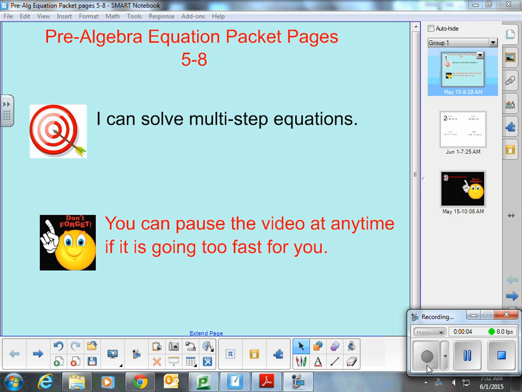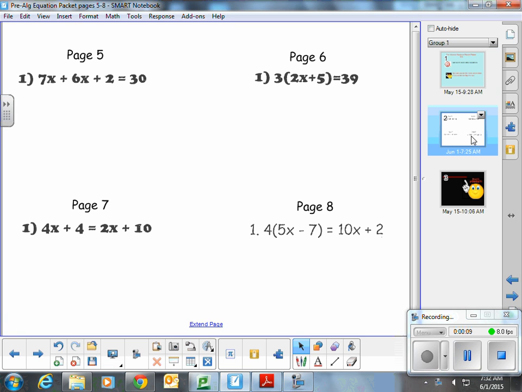On pages 5 through 8 in your equation packet, you will be solving multi-step equations. We're going to start with the first question on page 5. You'll want to draw your train tracks, and then the first thing that you're going to want to do is to simplify it by combining like terms.